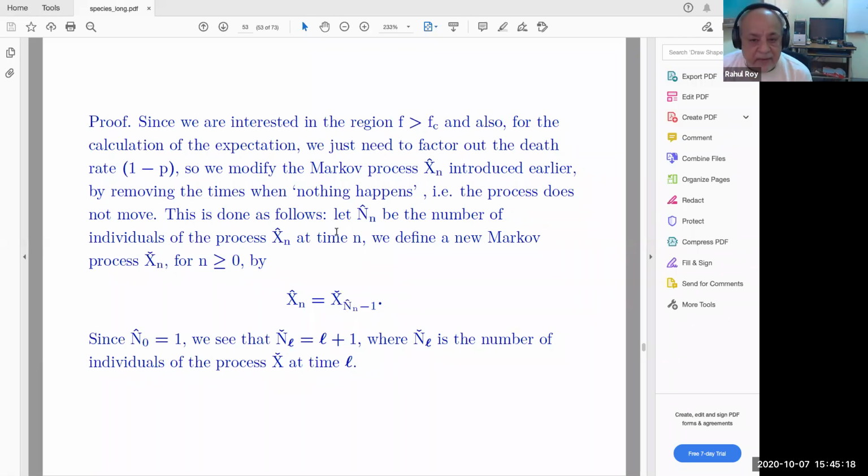Okay, so n hat n is the number of individuals of the x hat process. And x hat, remember, there was no death, right? So the number of individuals at time n will be n plus 1, because there was originally one individual born at time 0. Therefore, n check L, I'm talking about, is the number of individuals of the process at time L. Because there is always a birth coming in, n check L will be L plus 1, because at time 0 there was always one individual. Okay.